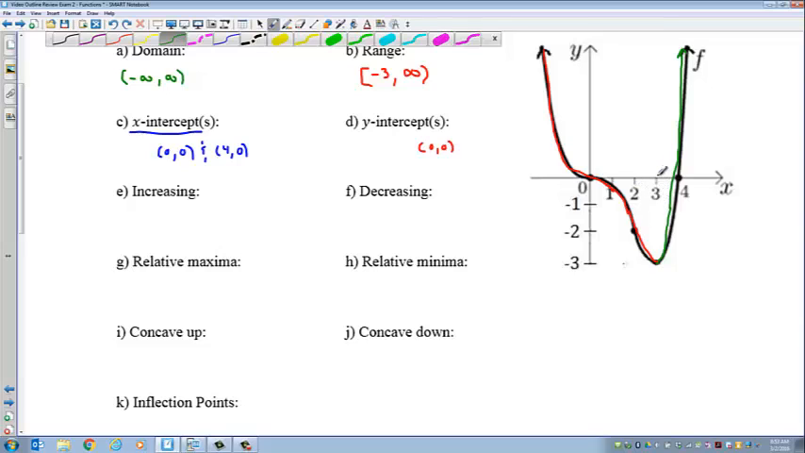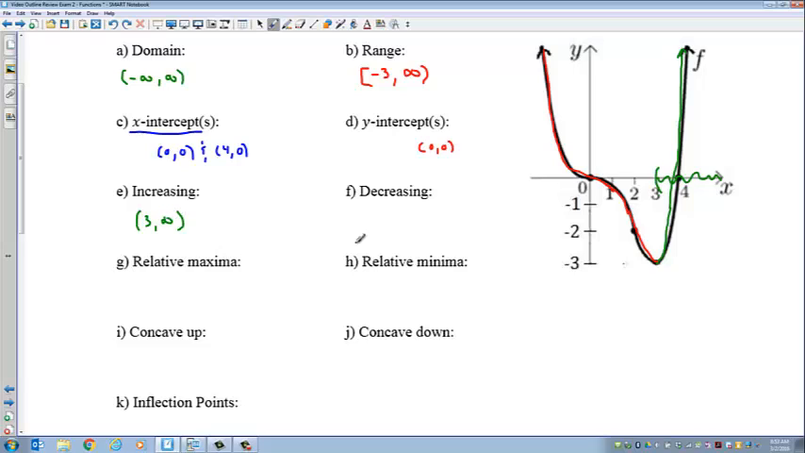So it's increasing, so it starts here at 3 and then goes all the way out to the right. So increasing from 3 to infinity, so you tell me the inputs. So on these input values, if you look on the graph, you'll see you're increasing, versus it's decreasing, then all the way here until you get up to 3. So I would say negative infinity to 3.